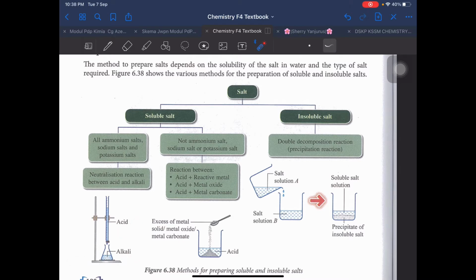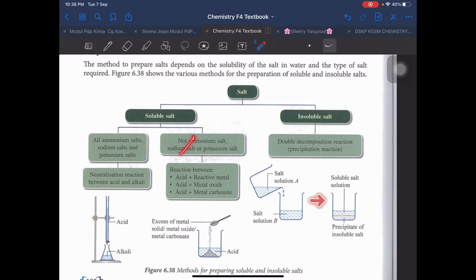I believe you have learned about this one. Okay, ini sempat we learn about this one. Neutralization, ada acid, ada alkali. Acid we put inside the burette and then we do titration in the alkali. Alkali is in the conical flask.